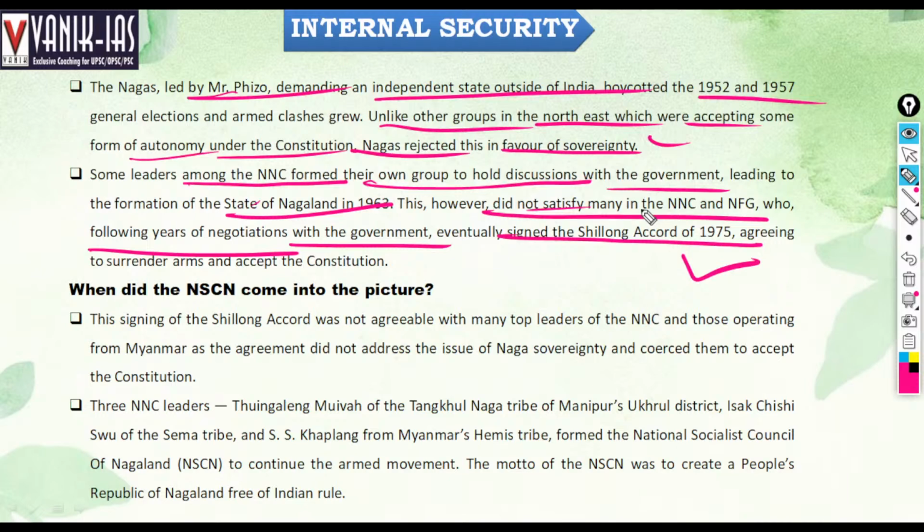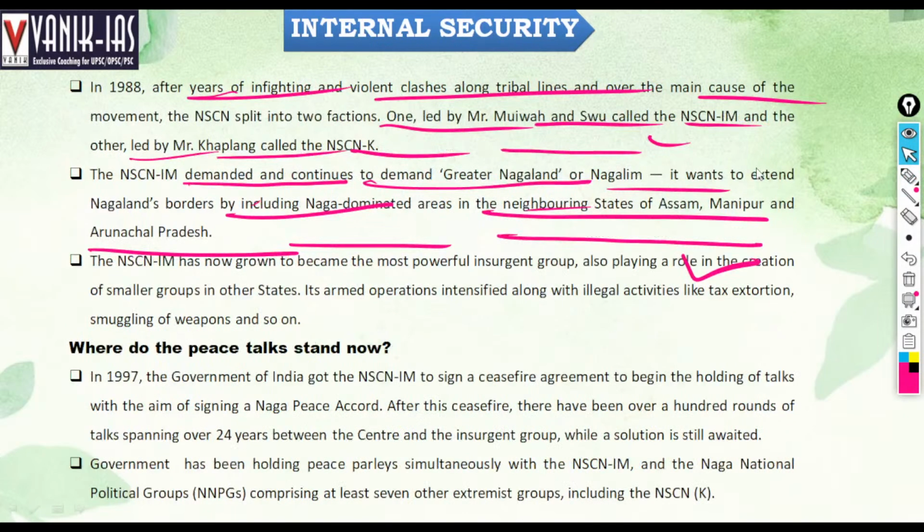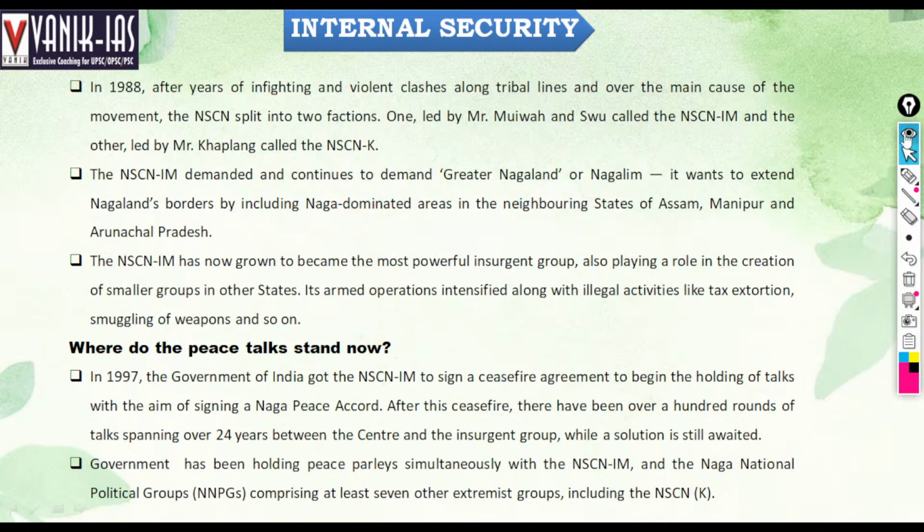Right? This is the motto of NSCN. What was the motto of NSCN? To create the People's Republic of Nagaland free of Indian rule. So separatist movements are going on. Okay. Secessionist challenges are going on. Especially, you can see the secessionist challenge.